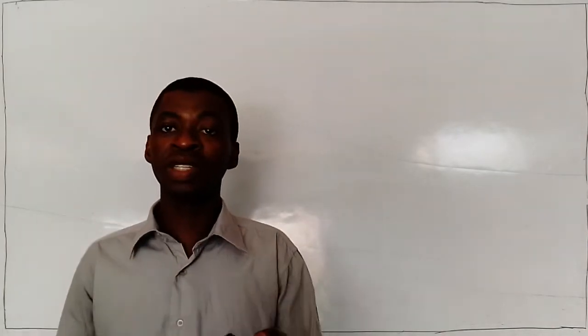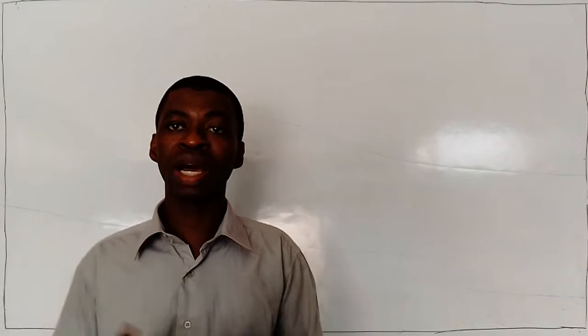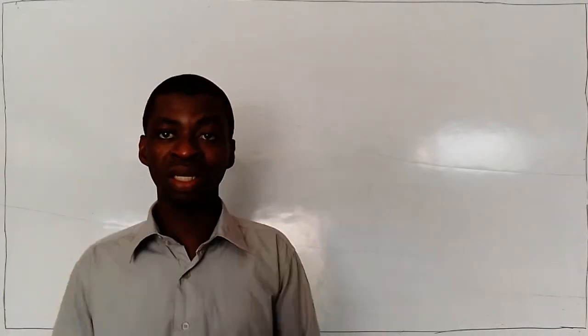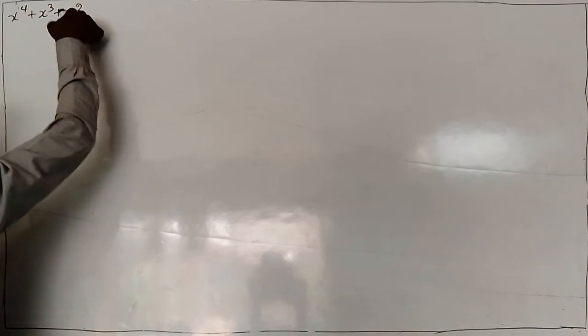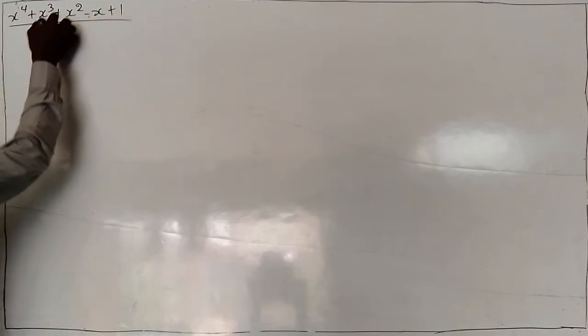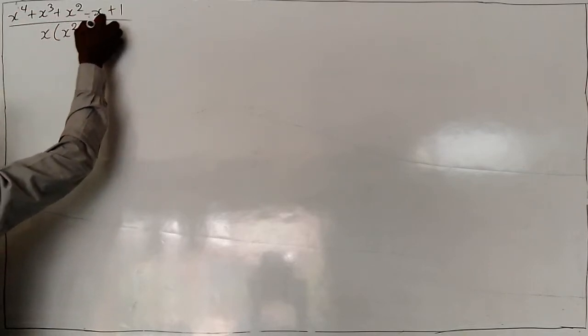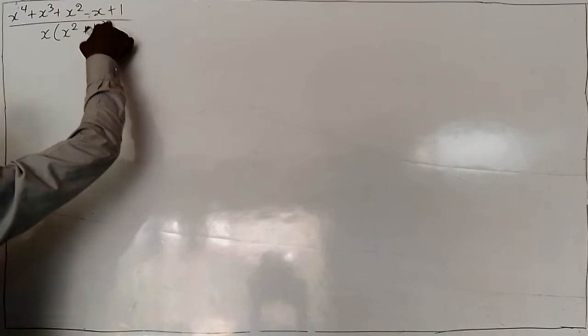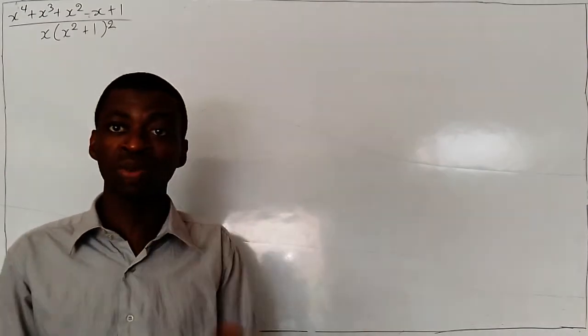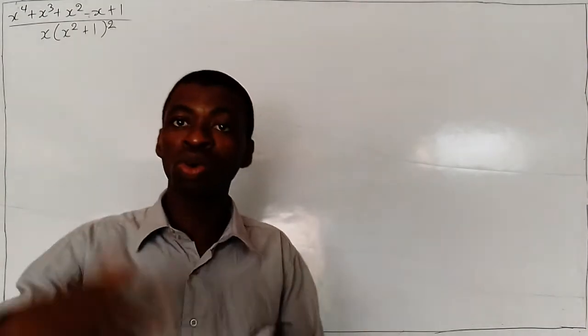Okay, this will be the last video on partial fractions, where one of the factors of the denominator is irreducible and repeated. Example, we have x raised to the power 4 plus x raised to the power 3 plus x raised to the power 2 minus x plus 1 over x bracket x squared plus 1 squared. Now, the factor x squared plus 1 is irreducible, it cannot be factorized, and it's also repeated.